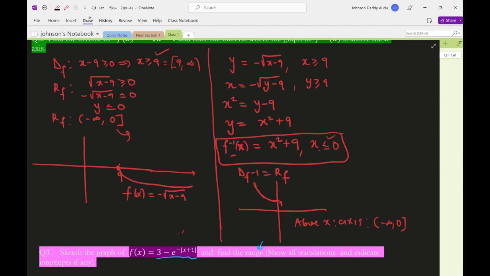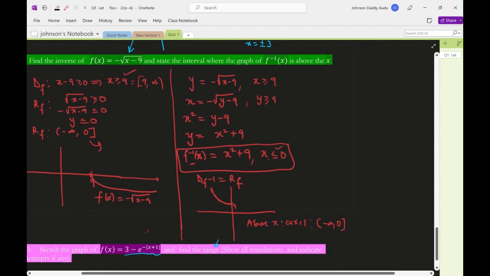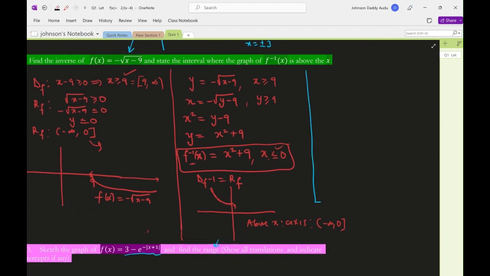All right. But we can still also do the second method. That is, if you don't want to use the graphical method, if you don't want to use the graph of f inverse, what do you do? After getting your f inverse, just set f inverse to be positive, greater than 0. And so you get x squared plus 9, and you want this to be greater than 0.